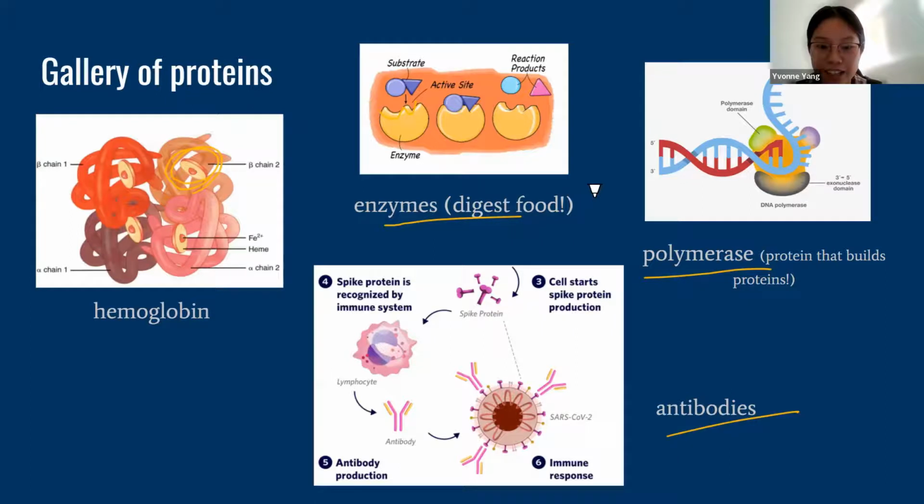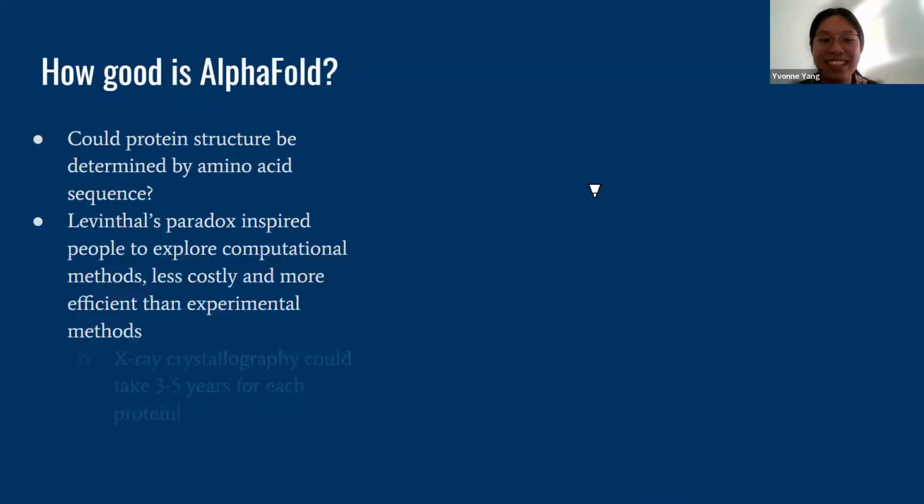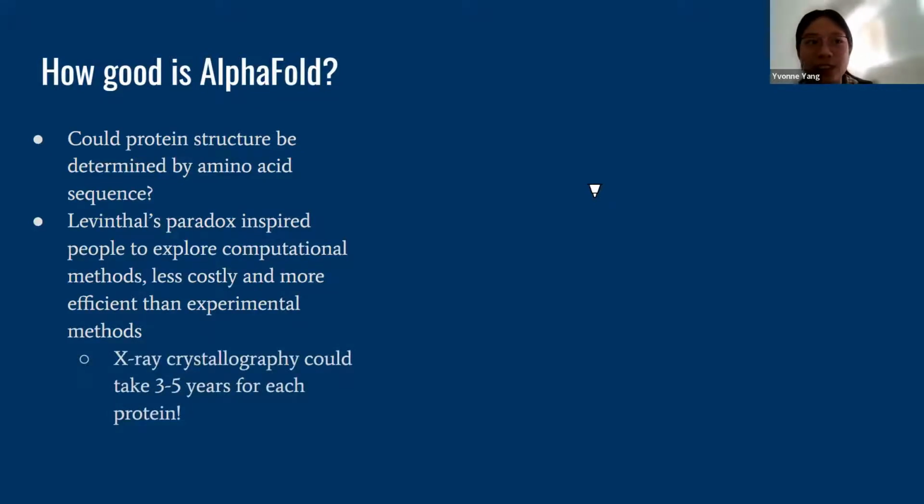But anyways, I'm getting ahead of myself. This is the exciting part. How good actually is AlphaFold? So there are existing technologies that tell you the structure of a protein. For example, you can shoot X-rays at it and crystallize the protein. That helps you identify angles more easily. But this method takes 3 to 5 years to perform for every protein.